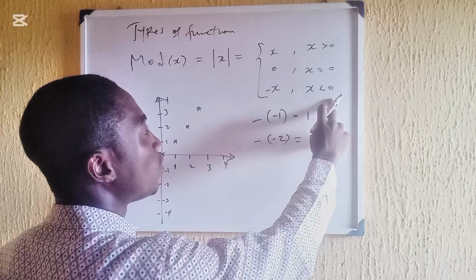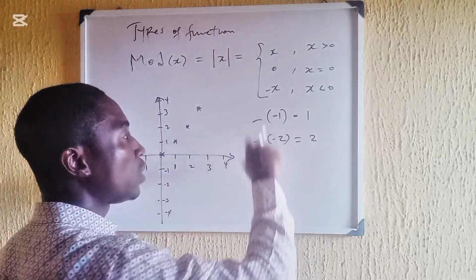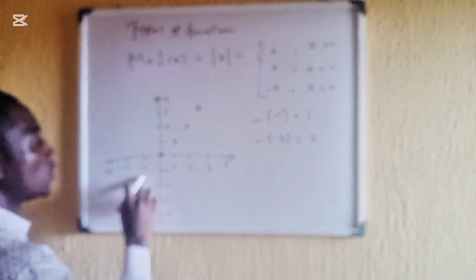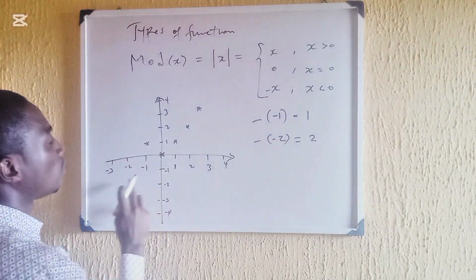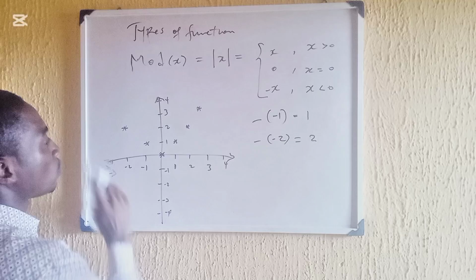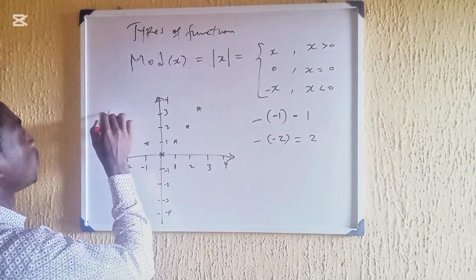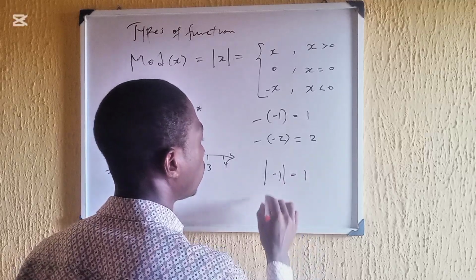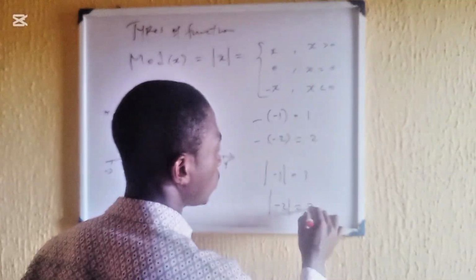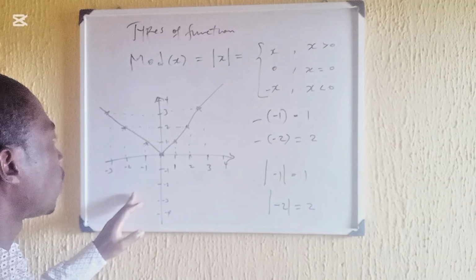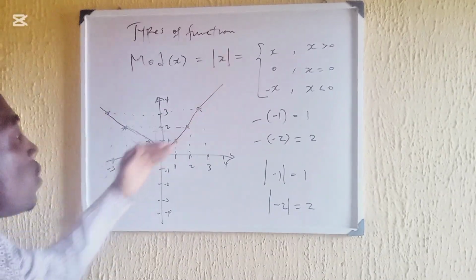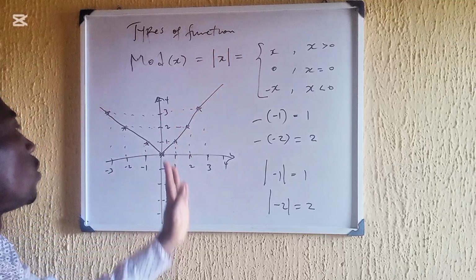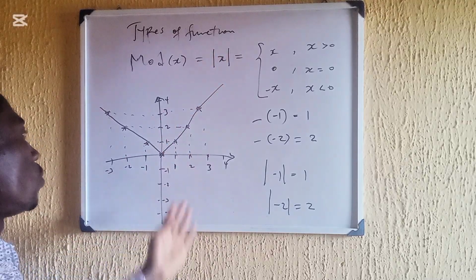When x is less than 0, modulus of x is negative of x. In other words, taking the negative of x. So at minus 1, we'll be having 1, minus 2, 2, minus 3, 3. So absolute value of minus 1 is 1. Absolute value of minus 2 is 2. So this is what our graph looks like. You can see when x is greater than 0, we'll have the identity function. Then when x is less than 0, we'll have the inverse.